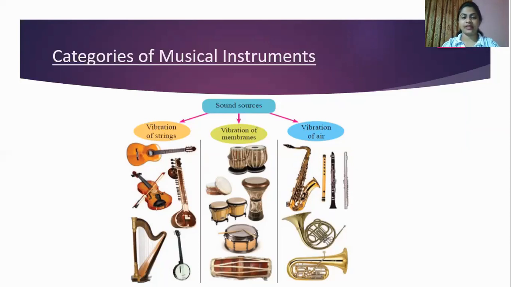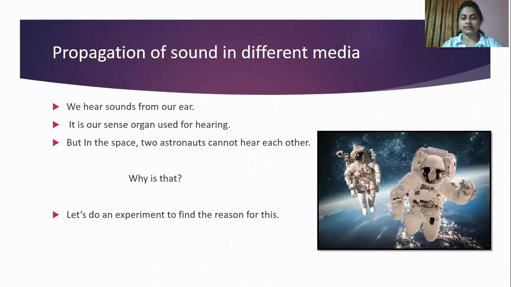Okay, let's move on to the new subtopic, that is propagation of sound, the movement of sound from one place to another place. Now we'll see that we all hear different sounds with our ears. So we can say the sense organ used for hearing is the ear. But have you ever heard that astronauts can't hear each other? Have you ever heard something like that? Now, do you know the reason for this?